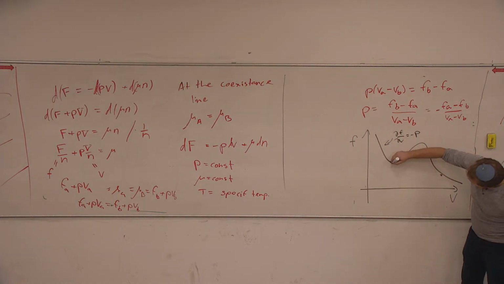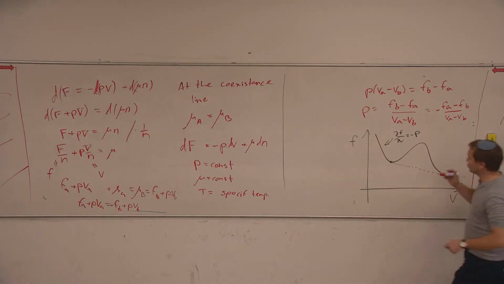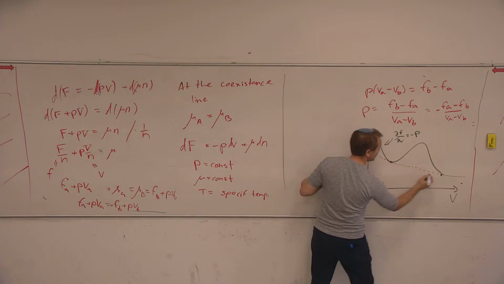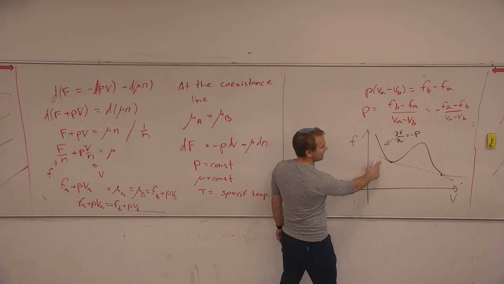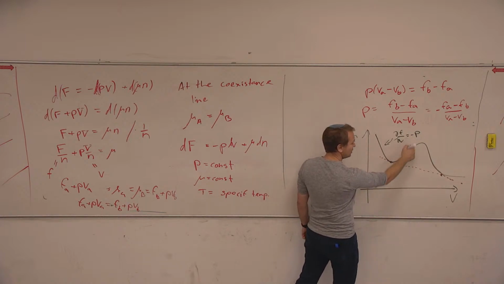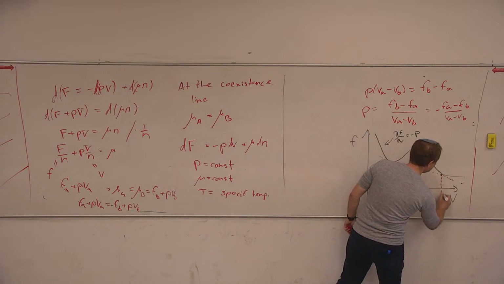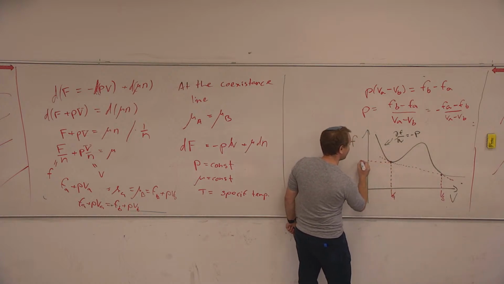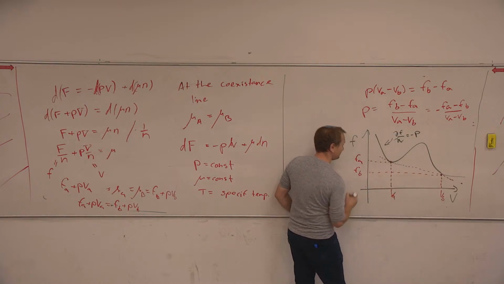Okay? So there has to be, let's assume that this is a tangent. So there has to be a tangent to those points. And the slope of this tangent is exactly the critical pressure. And we know that it occurs, this is VA, this is VB, this is FA, and this is FB.